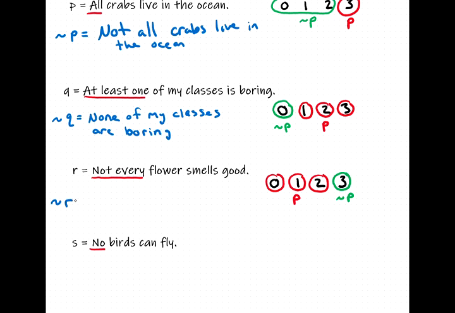So not R would be every flower smells good. Or you could say all flowers smell good. Each flower smells good. It's something that means everything.